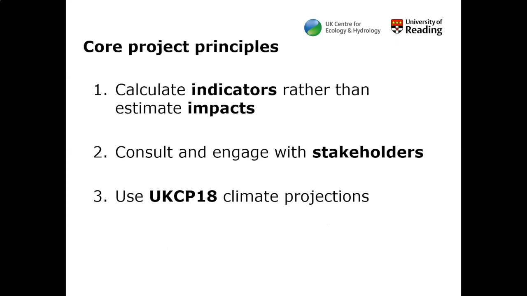So the project has three core underlying principles. The first one is that we're not trying to estimate the impacts of climate change in terms, for example, of the numbers of people affected or the average annual loss or things like that. We're trying to calculate indicators which are relevant to help inform policy. I'll talk about the distinction between indicators and impacts a bit more in a moment.